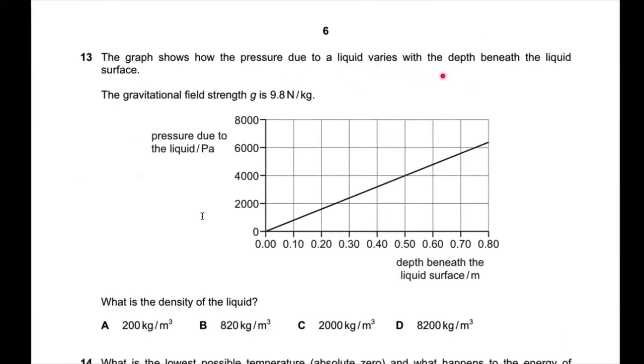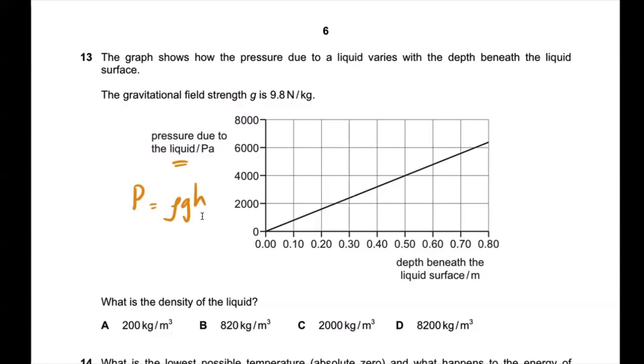Diagram shows how pressure due to a liquid varies with depth beneath the liquid surface, small g is given. What is the density of the liquid? So this is pressure due to the liquid, so that's not the total. So atmospheric pressure is not in here. This is just the liquid pressure. So we can just calculate this using rho GH.